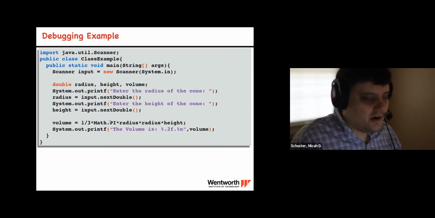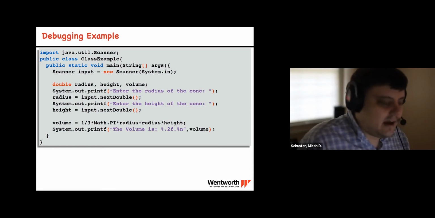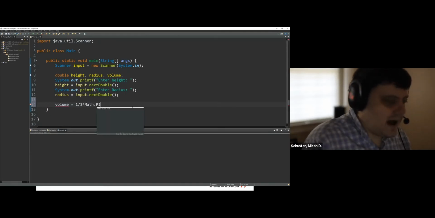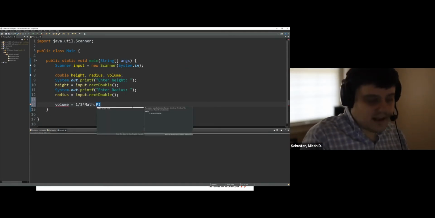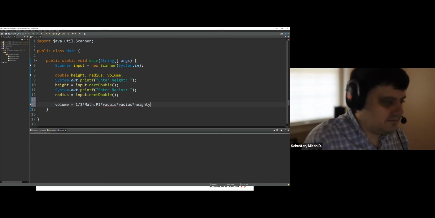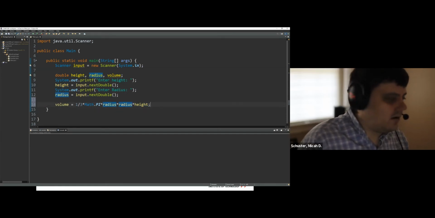So it'd be 1/3 pi r squared times the height. So that's our calculation. It's 1/3 math.pi, and it has to be caps, capital P, capital I, times radius times height. And spell radius correctly. And there's our volume calculation.